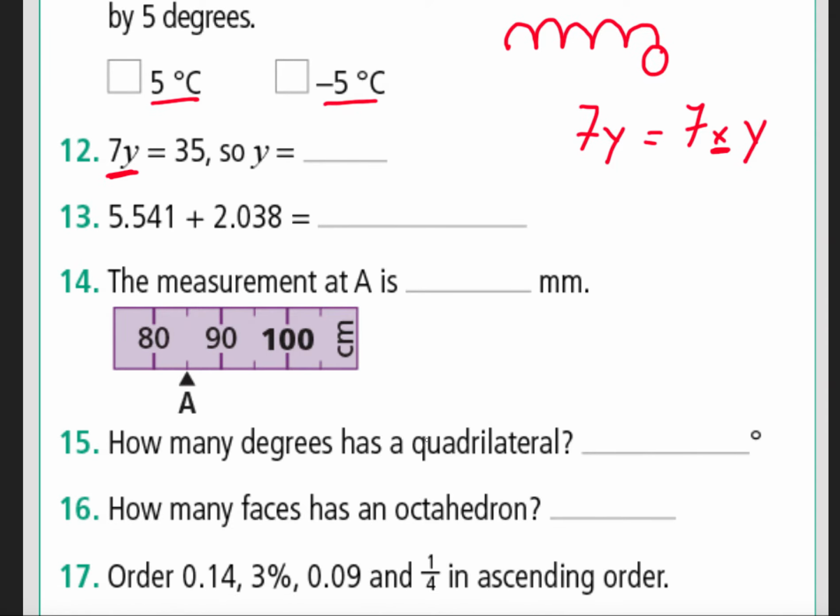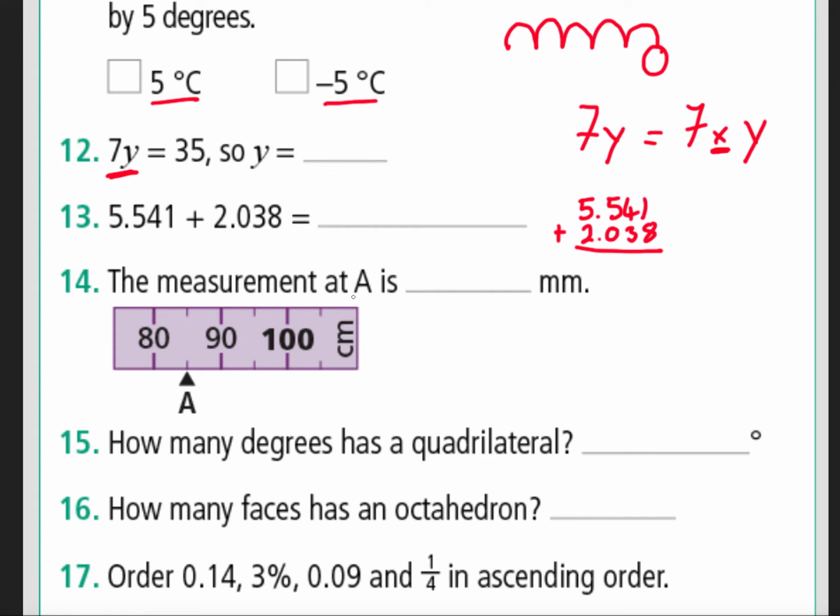Number 13, two numbers to add up here, and as long as we write them on top of each other and keep the decimal in the same place, we're going to get it right. So we'll have 5.541, and we will add on 2.038. Keep the units under the units, decimal under the decimal, and if you do that and you follow your sum, then you're going to get it right.